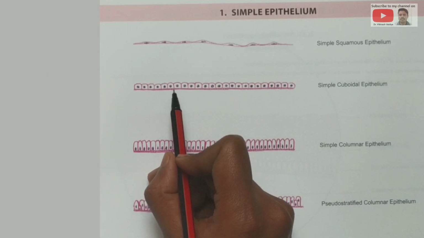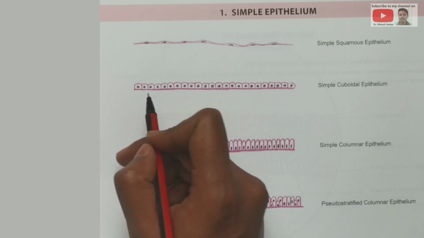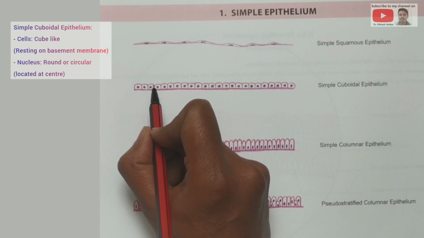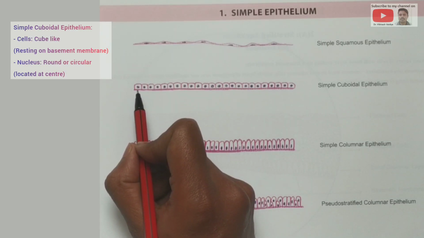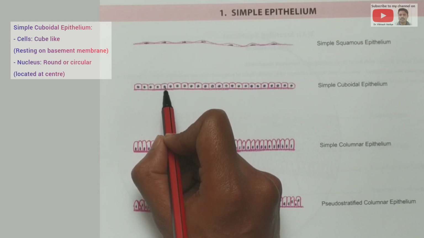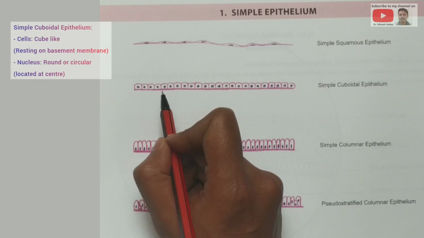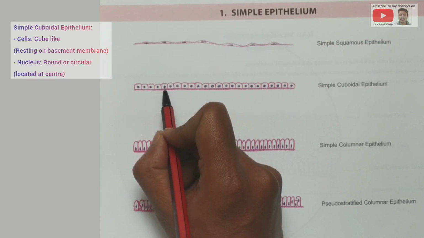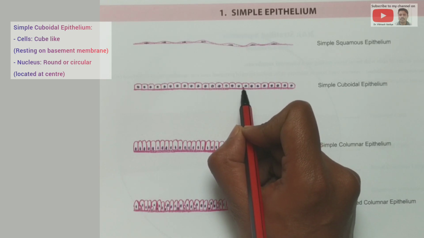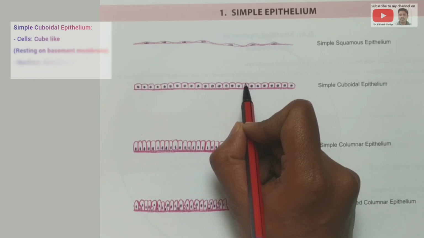Then if we talk about the simple cuboidal epithelium, here you can see the cells are cube-shaped cells resting on the basement membrane. This is the basement membrane, and you can appreciate that the nucleus of this type of epithelium is circular and present at the center. So here you can see the nucleus is circular and present at the center, and the cell wall is cube-like.